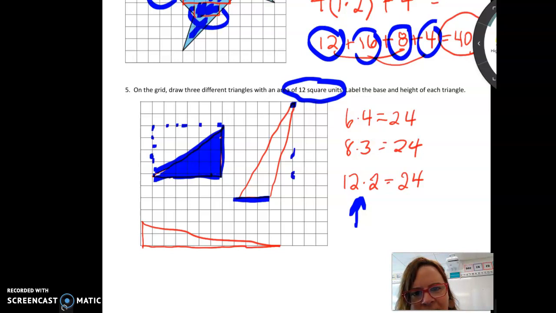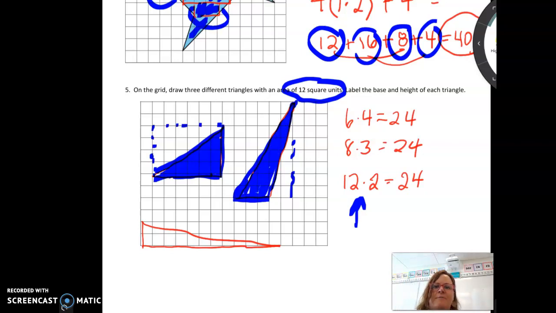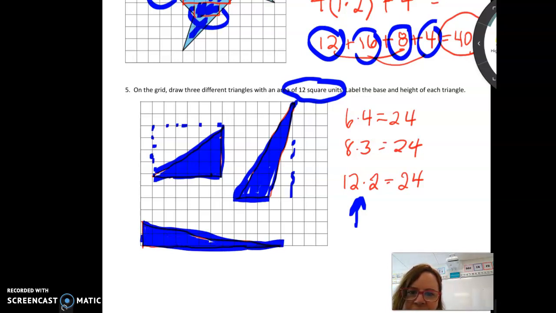And so I know that that height is still 8. So the triangle itself is half of an 8 by 3. An 8 by 3 is 24, so half of that would be 12. And then this one down here is a 2 by 12, and wow, that looks messy. One of these days I'll get better at drawing straight lines.